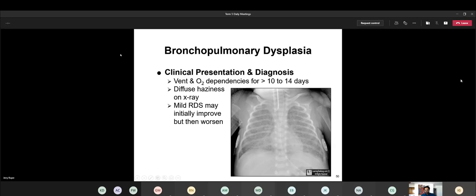Now, BPD, when you look at the x-ray, this kind of looks like just your classic RDS, where you've got the haziness and the ground glass kind of appearance. But if you're seeing this, and it's a ventilator situation, the baby's been on the ventilator for like a week or 2 weeks, then you connect the dots and say, it's been a couple of weeks since the baby's been on the ventilator. This is the x-ray that we're seeing, so pretty much the baby has BPD now at this point.